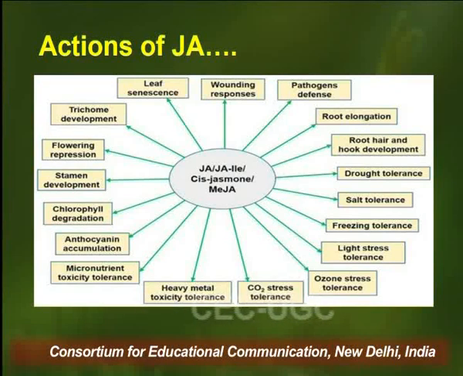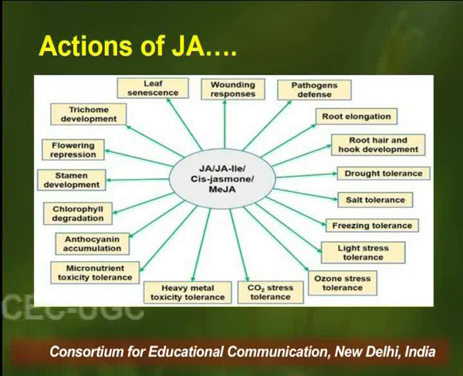It can also protect the plant against ozone, carbon dioxide or heavy metal toxicity stresses. So by and large, you will see that for all types of biotic or abiotic stresses, when they occur on a particular plant, jasmonic acid biosynthesis increases through its signaling pathway. It causes the expression of different kinds of genes which produce the protective effect for that particular plant.